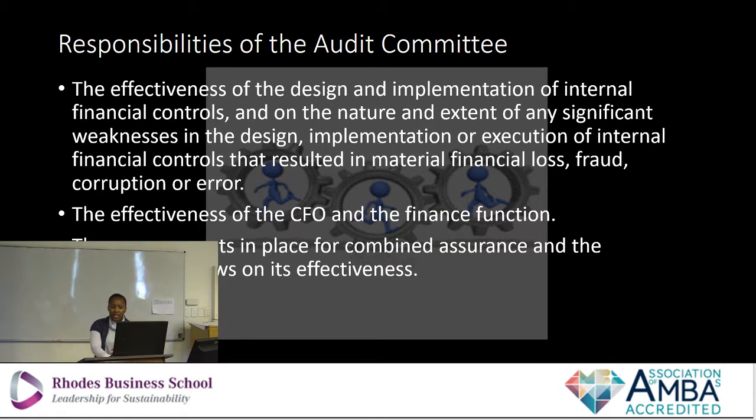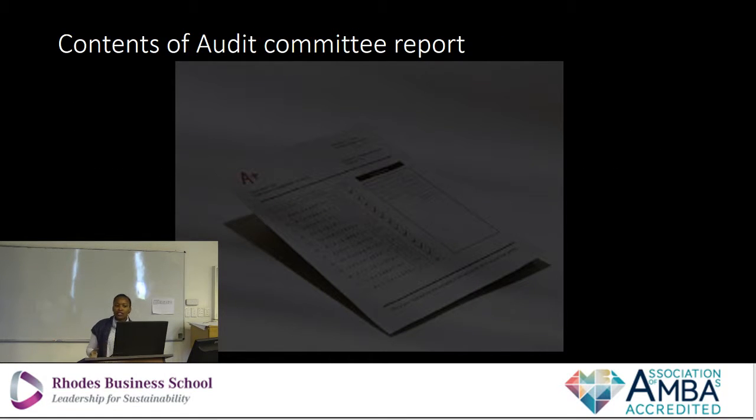The arrangements in place for combined assurance and the committee's views on its effectiveness. The content of the Audit Committee report. Why? What is it that we get there and do? What does the Audit Committee do? The content.